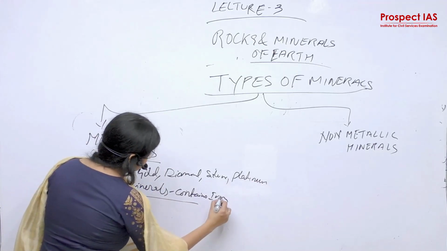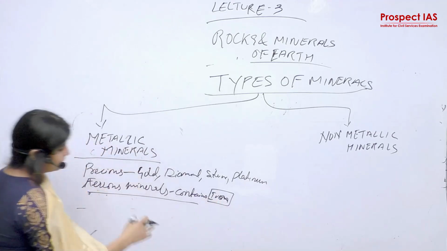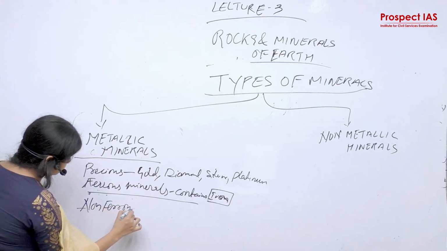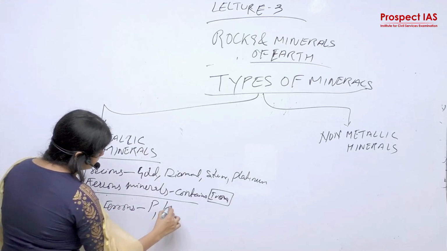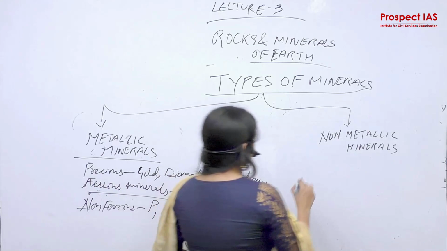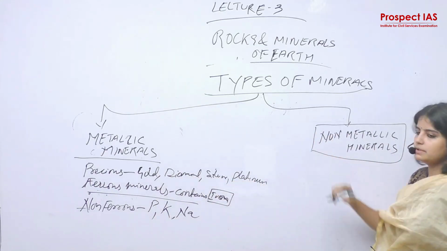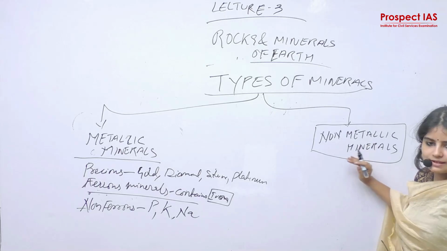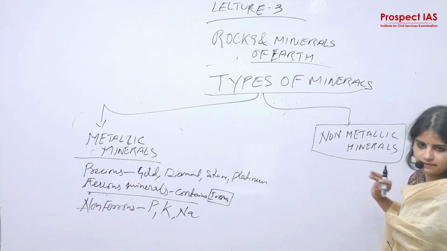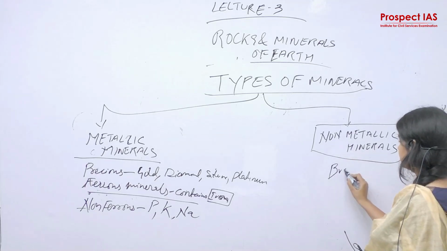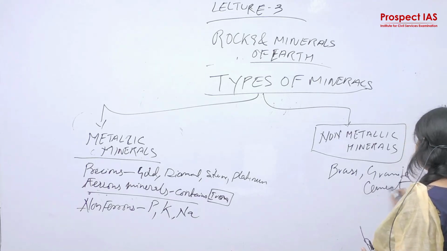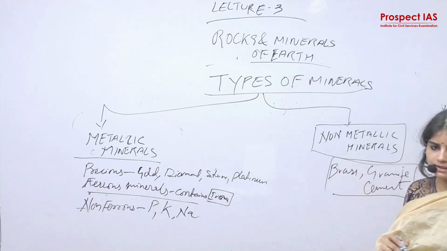Ferrous contains iron and respectively the composite minerals. Non-ferrous are phosphorus, potassium, sodium, right? Now non-metallic minerals. These are also minerals, but it has no characteristics of metals, right? It has no magnetism, it has no chemical reaction, it has no conductivity, right? Brass, granite, cement, okay? These are non-metallic minerals.